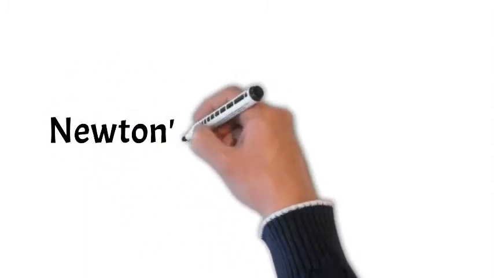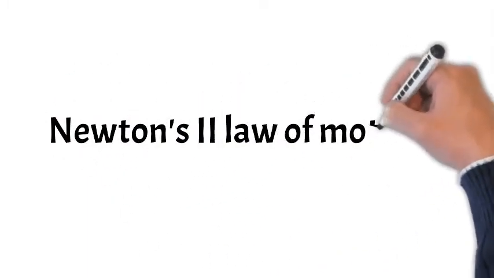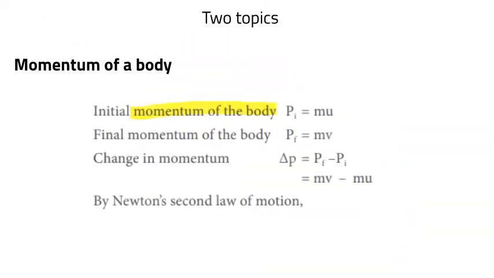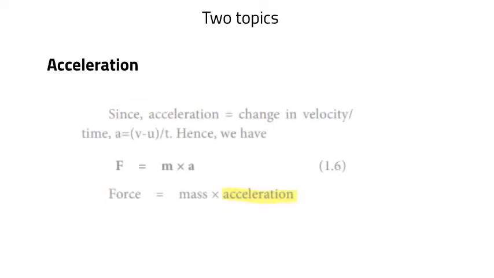Newton's second law of motion. Before getting into the topic of Newton's second law of motion, we need to get clarification on two topics. Number 1, momentum of a body. Number 2, acceleration. We have already seen momentum of a body. The link has been given in the I symbol present above the screen.